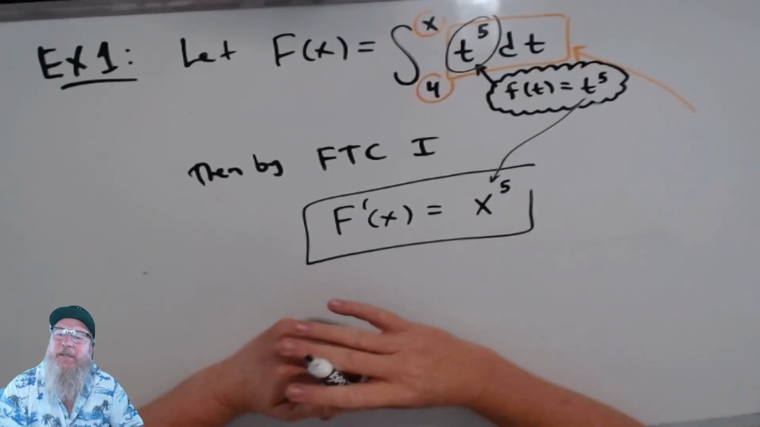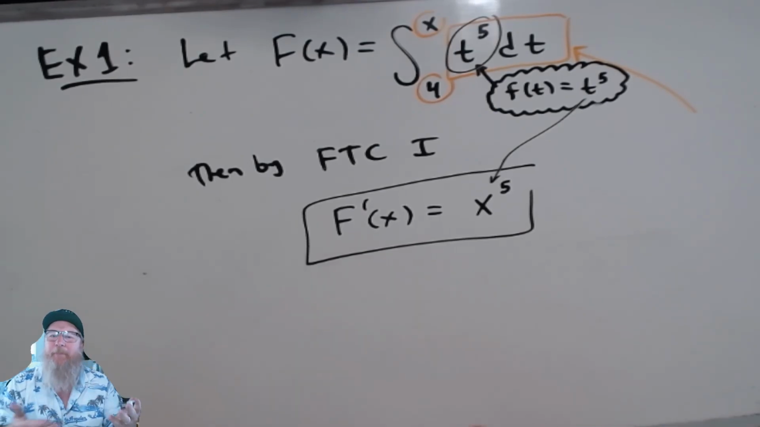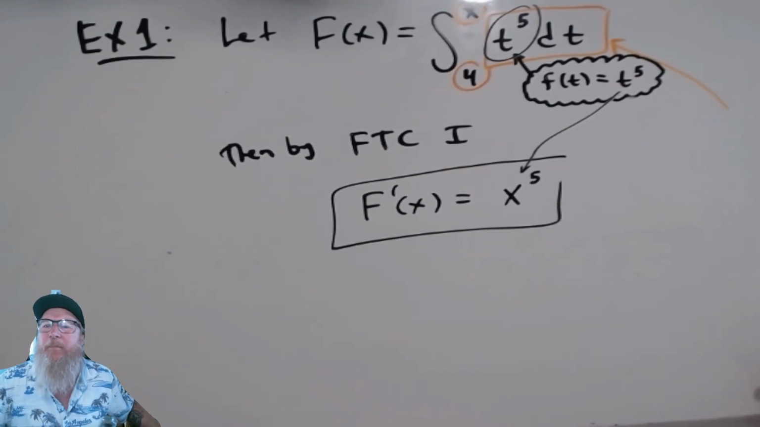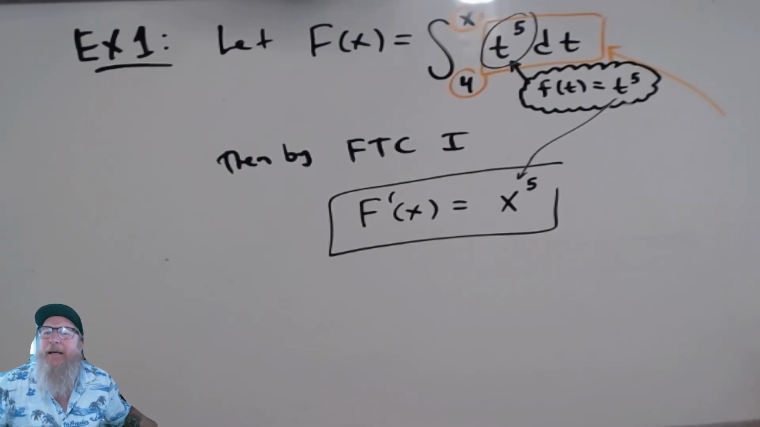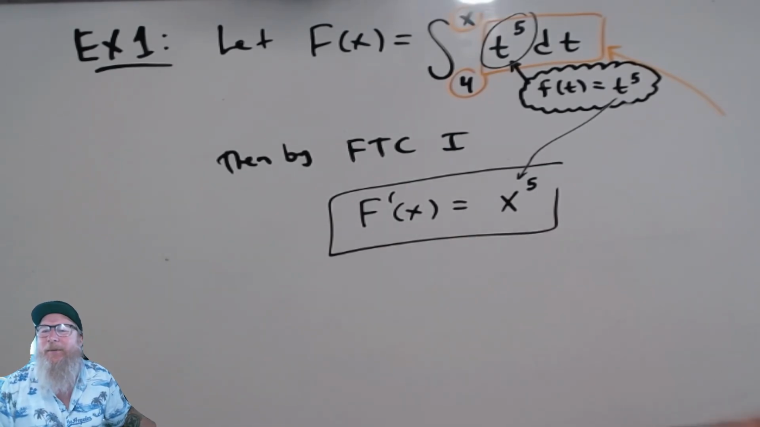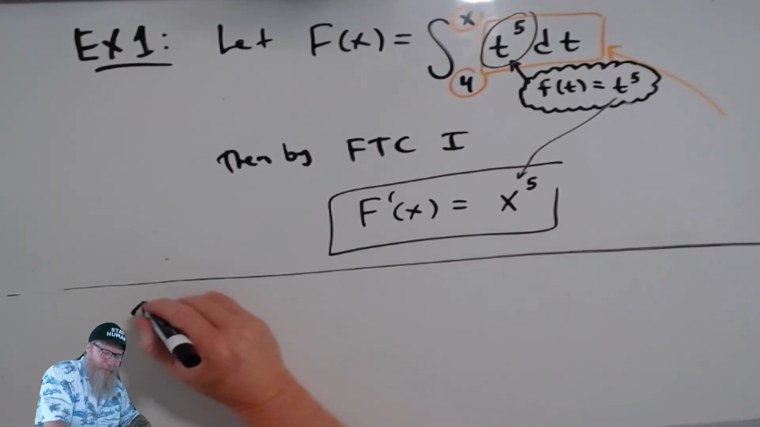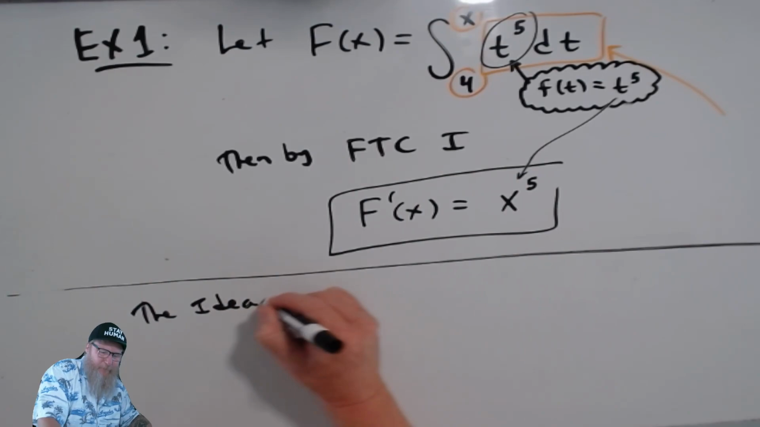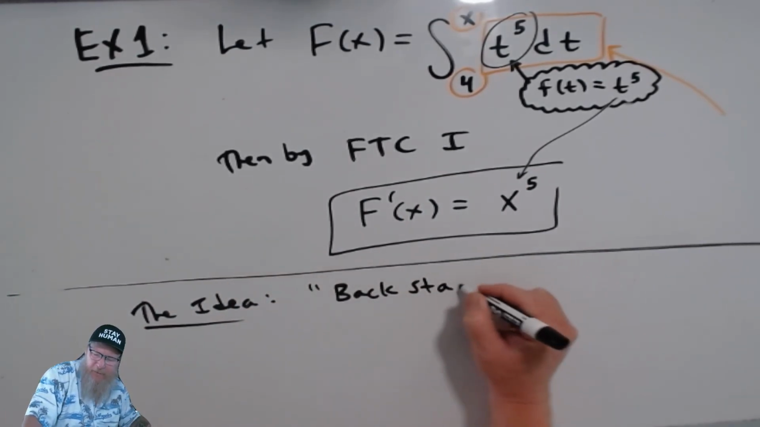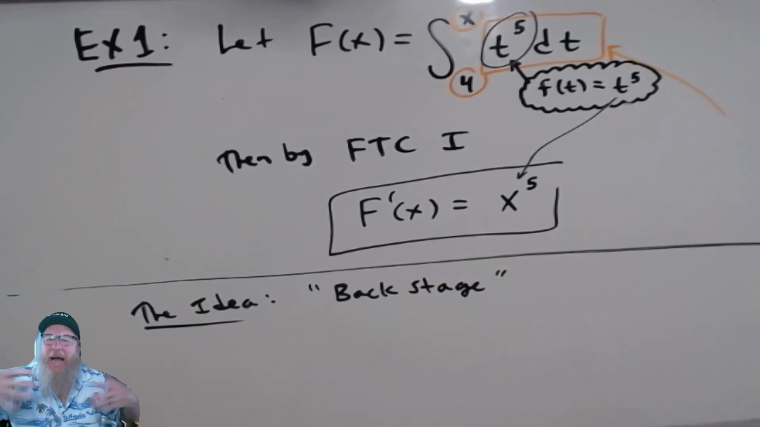When I first saw this theorem, I learned this in opposite order. So I was first exposed to Fundamental Theorem Part 2. And then I saw Fundamental Theorem Part 1 and I went, what is that? What's going on? I mean, here's the idea. This is sort of the background or the backstage. This is how the sausage is made. This is where all the magic happens.